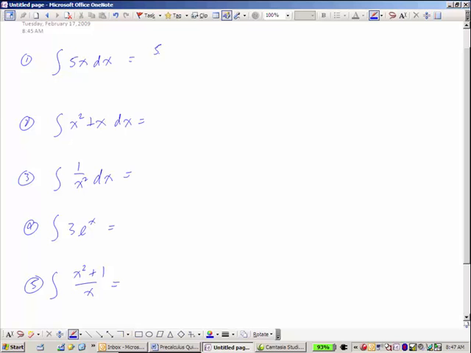5 halves x squared plus 3x. Yep. All right, so we increase the exponent by 1, and we divide it by the new exponent. Okay?